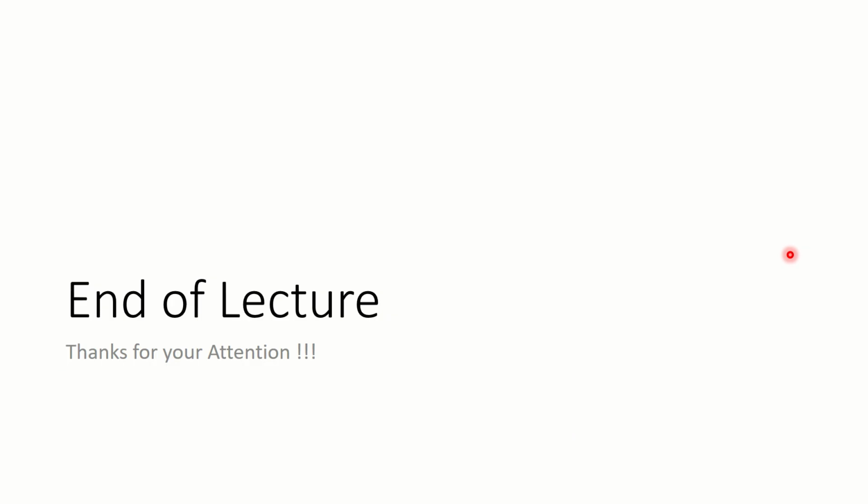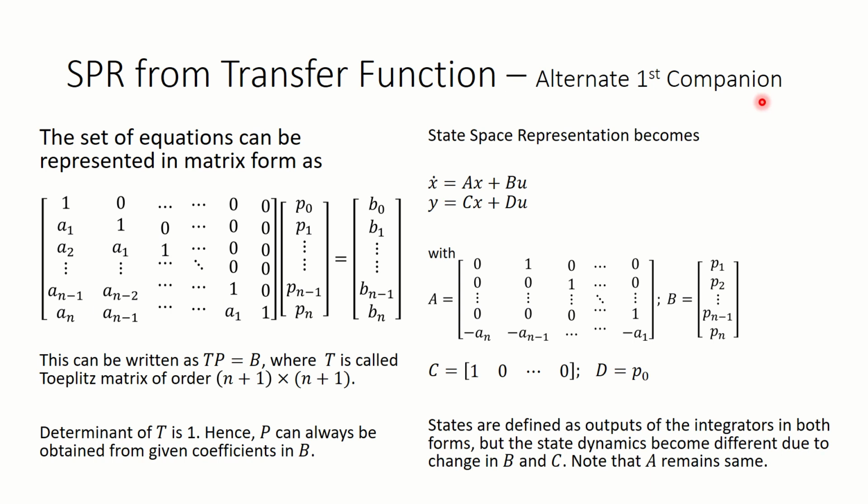So here is the end of my lecture for the first companion form and its alternate representation. In the next lecture we will go for the second companion form, which is also called the rectangular form, and we will derive it, and we will also observe the differences with the phase variable form.